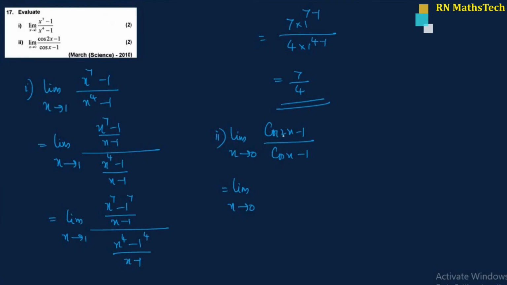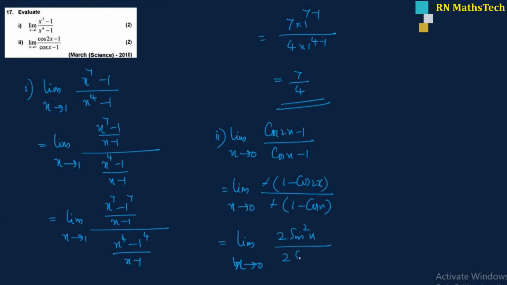1 minus cos 2x, here we can take negative 1 outside, negative of 1 minus cos 2x divided by negative of 1 minus cos x. Okay, that is limit x tends to 0, the negatives get cancelled, 1 minus cos 2x is 2 sine square x, and 1 minus cos x is 2 sine square x by 2, these 2 get cancelled. Okay, that's equal to limit x tends to 0.